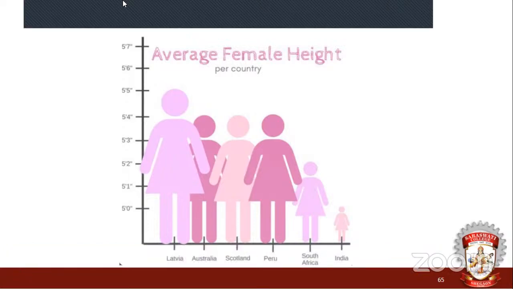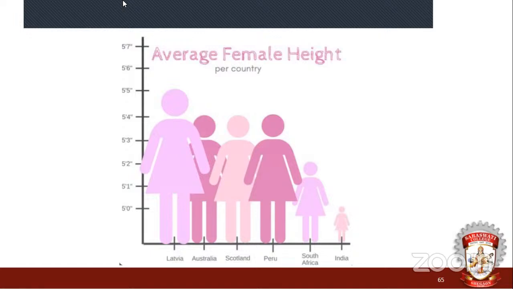Again, I will take you back to the Macaulay slide. We'll not debate whether it was true or not, but I would like to draw your attention to this picture and relate it with what Macaulay perceived or is assumed to have said. Assume that he has said this, right? So here is a picture. It represents the average height of females in different countries. You have Latvia, Australia, Scotland, Peru, South Africa, and India.